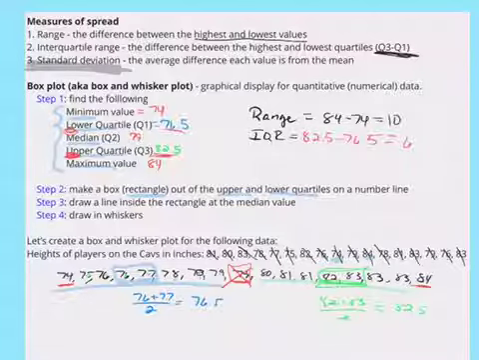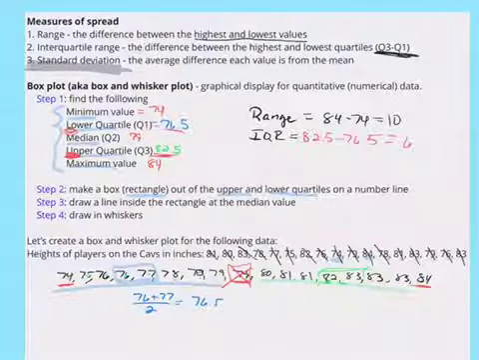And now I also want to go ahead and create my box plot. So to create my box plot, I need to create a number line, and I'm going to take a look here at step 2. So what I actually need to do is erase a little bit of this information so that I have room to go ahead and draw my box and whisker plot.